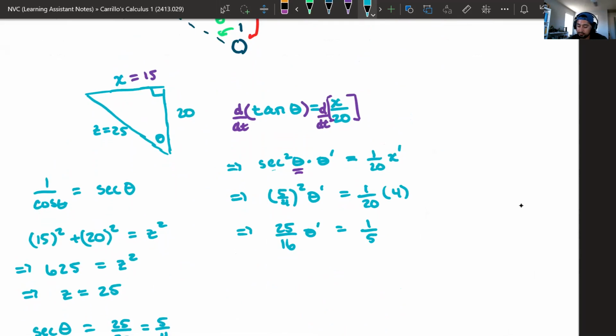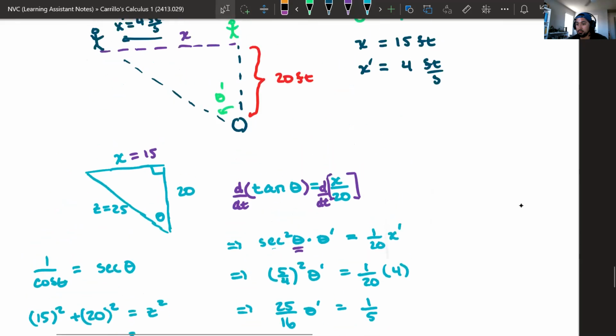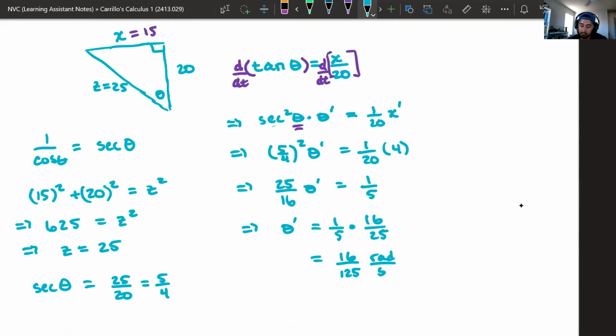Now to get rid of this 25 over 16, I'm going to multiply both sides by 16 over 25. So just multiplying by the reciprocal. We have theta prime is equal to 1 over 5 times 16 over 25. And that's going to be 16 over 125. And this is the rate at which an angle is changing. So this is radians per, and then we were given seconds. Yay! Yeah, you did it.